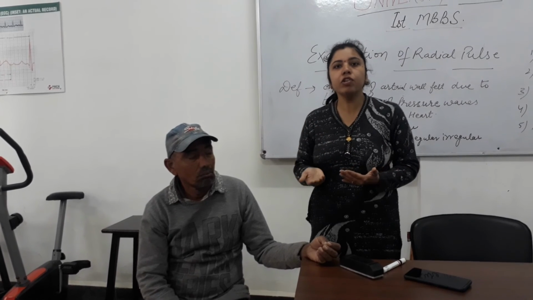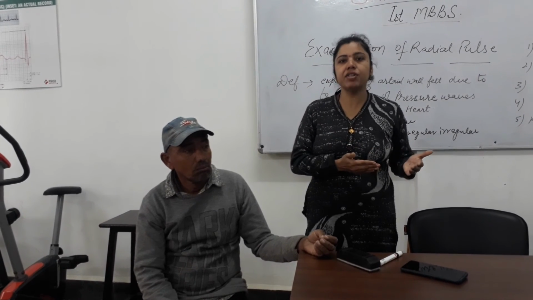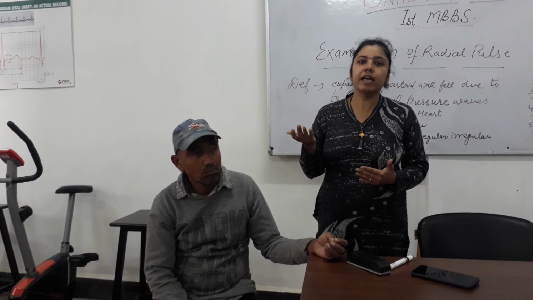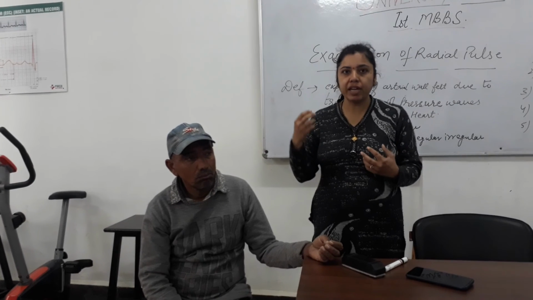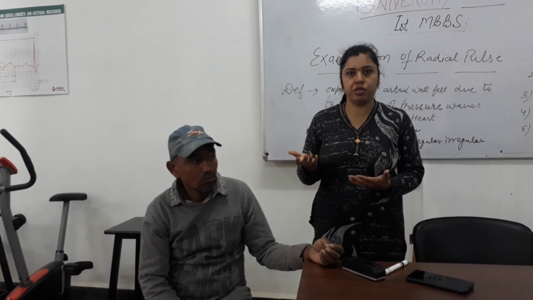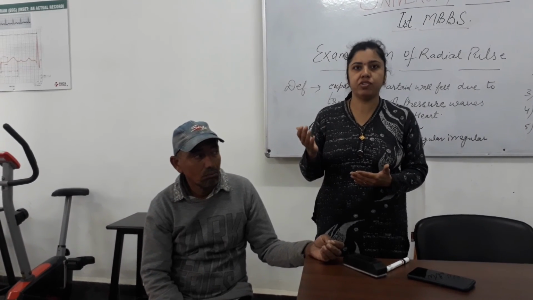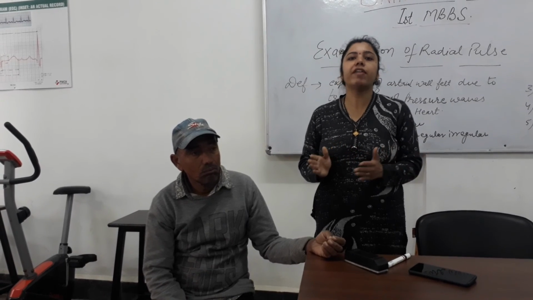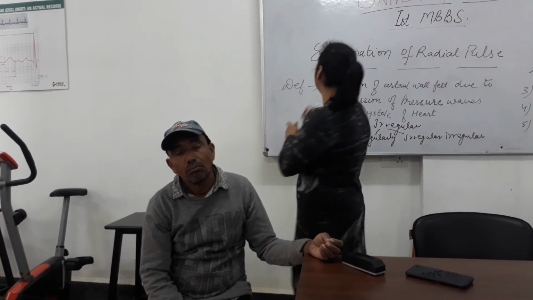Then questions based on volume: low volume pulse is seen in a shock-like condition where the blood volume is low. High volume pulse is seen in conditions like thyrotoxicosis, anemia, pregnancy, where there is a hyperkinetic circulation. Then the last important viva question is pulse deficit.